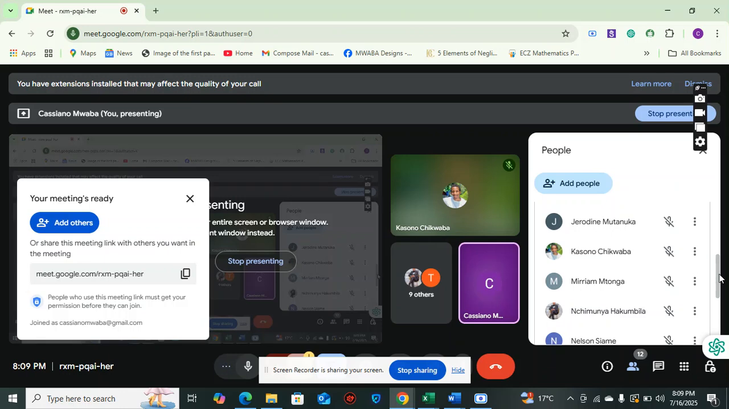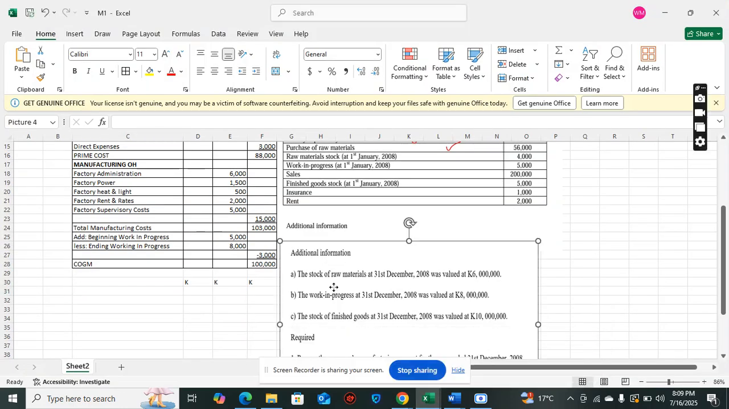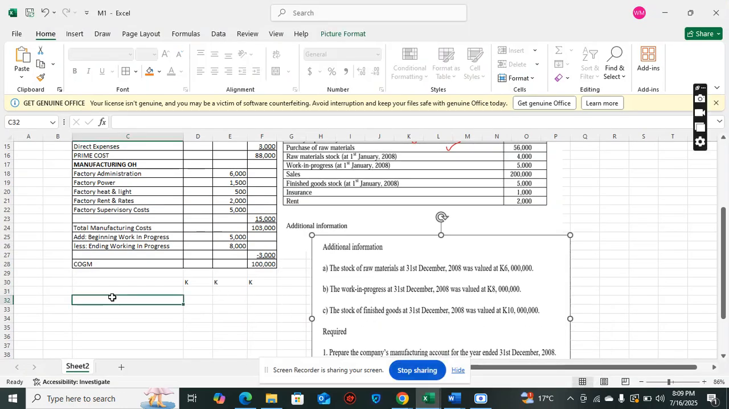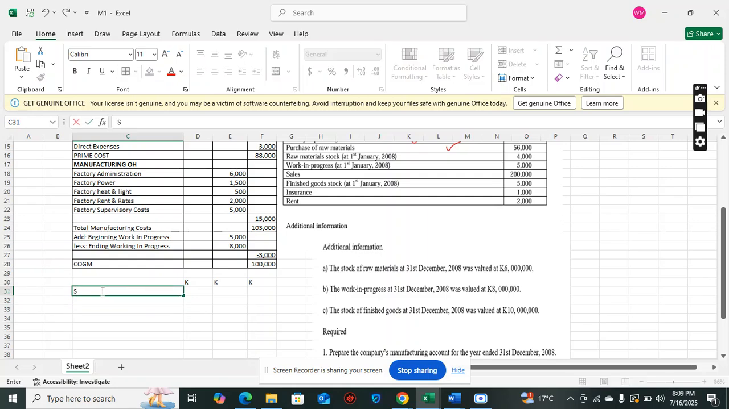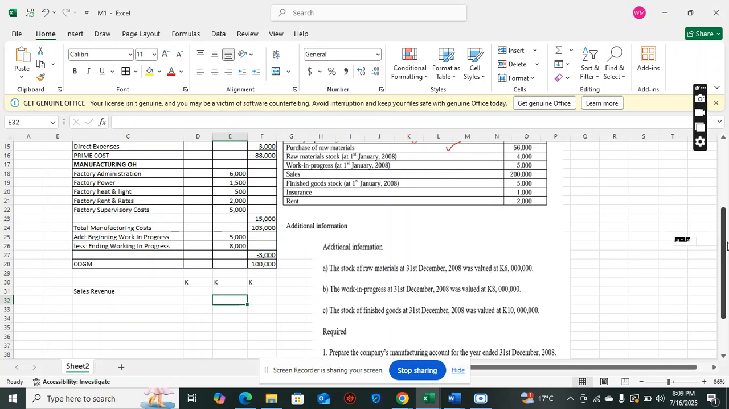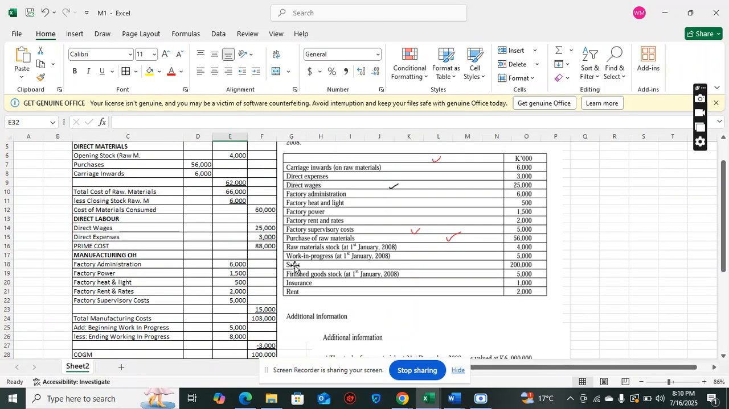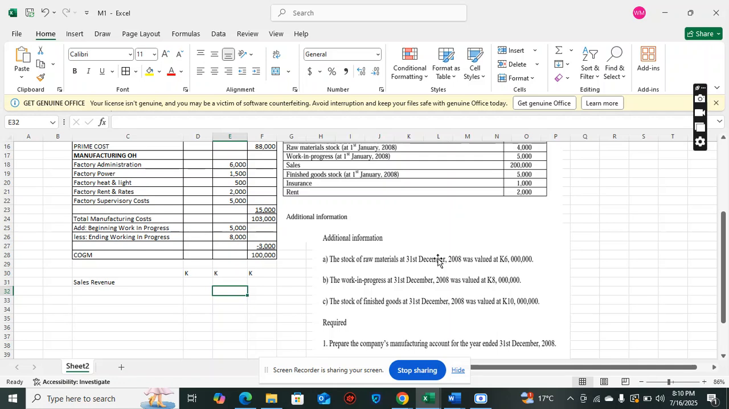All right, so we start with the trading account. Remember you always start with your sales revenue. So we come to the information here. Sales, they told us here 200 million. Remember there are three zeros on top here, 200 million, but we just write it as 200,000 to make life easy.